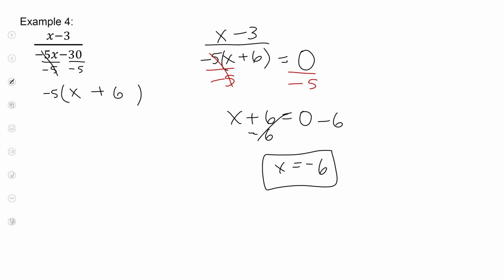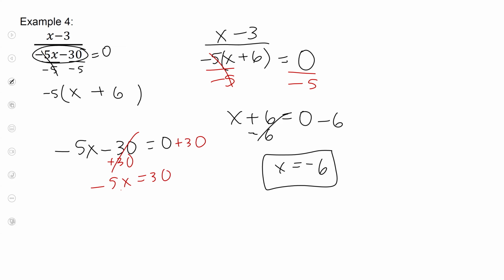Also, guys, since nothing canceled out, you can go directly here too. The original problem has -5x minus 30. You can just set this straight to 0 since nothing canceled. And you can add 30, add 30. So -5x equals 30. If you divide by -5, you'll get x is -6. So nothing canceled out. You can just do it directly.